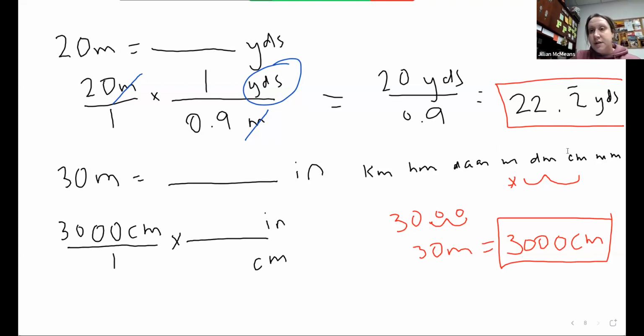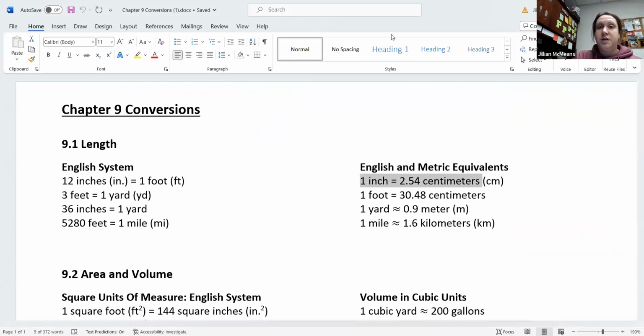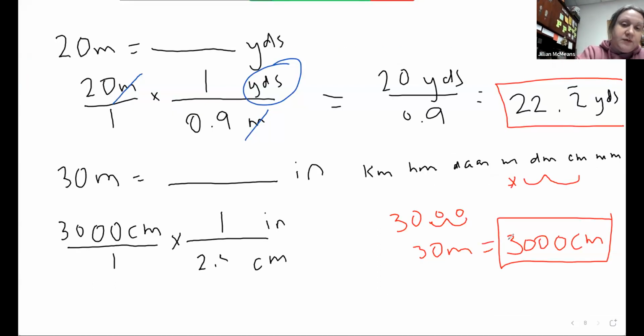All right, so you can see here the very first conversion for English to metric is that 1 inch is equal to 2.54 centimeters. So 1 inch, 2.54 centimeters. We're going to clean this up and then do our division. So centimeters cancel, leaving inches in the numerator. So again, we went from meters to centimeters, centimeters to inches. We're going to clean up now.